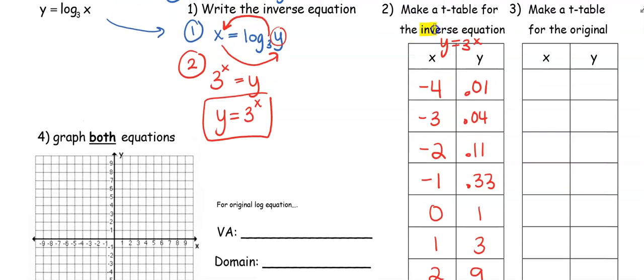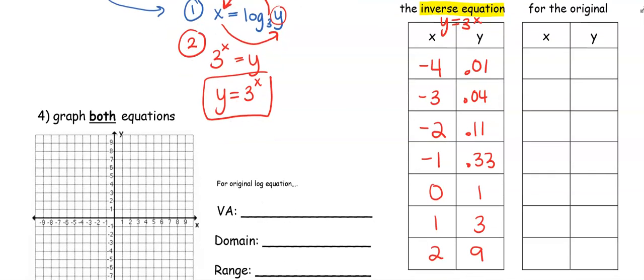Again, here it says this is the inverse equation. We found that inverse. Step 1, switch the x and y. Step 2, solve for y. So we can go ahead and go to our graph and plot these points. -4, 0.01; -3, 0.04; -2, 0.11; -1, oh, now we're at a third. We're moving up a little bit. 0, 1; 1, 3; and 2, 9.